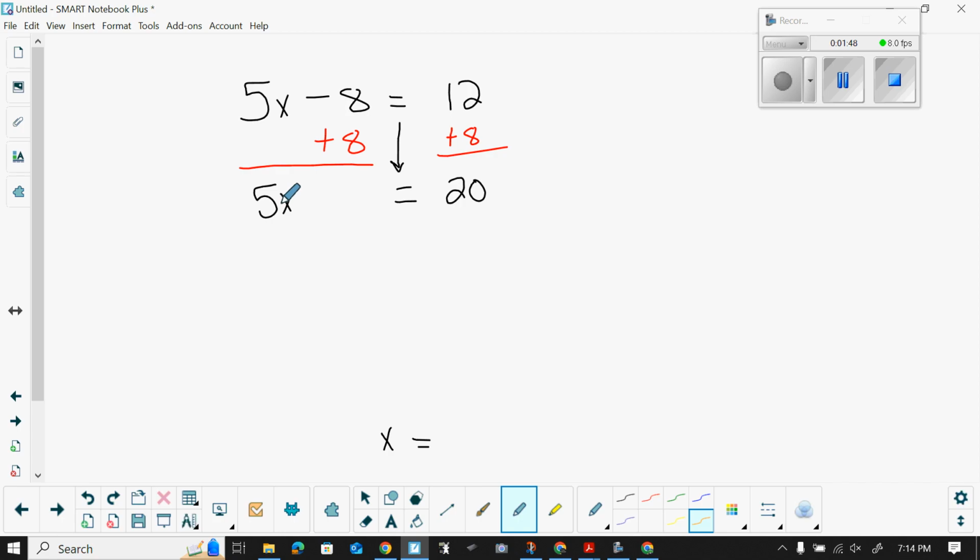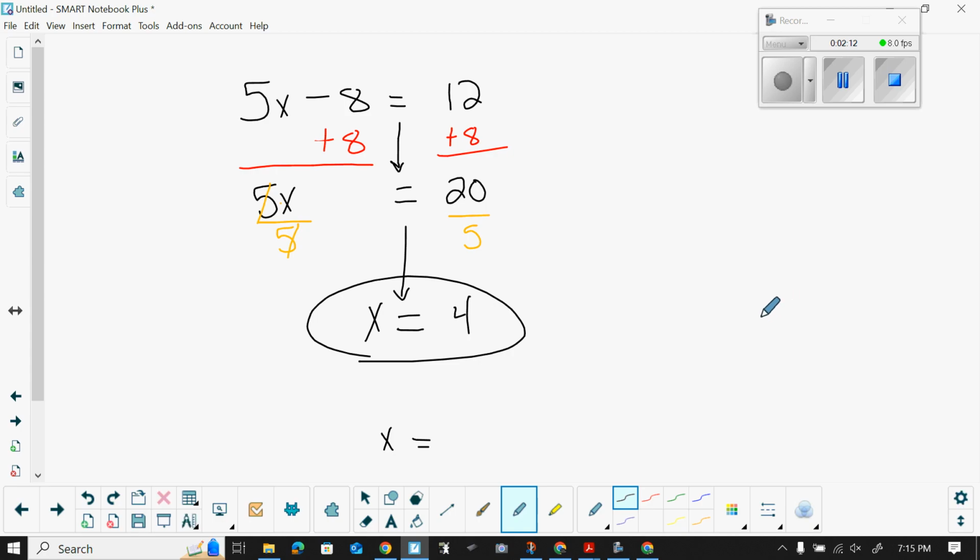Now since it's 5 times x, the way to get rid of it is to divide both sides. The reason why this works is because the 5's would cancel. 5 divided by 5 is 1. So all we have left is 1x. Over here, 20 divided by 5 is 4. And then we have our answer.